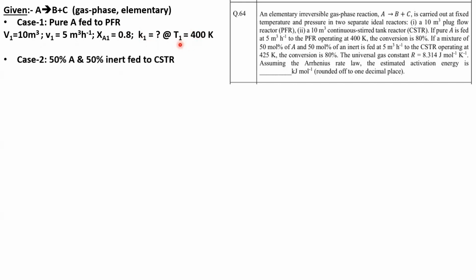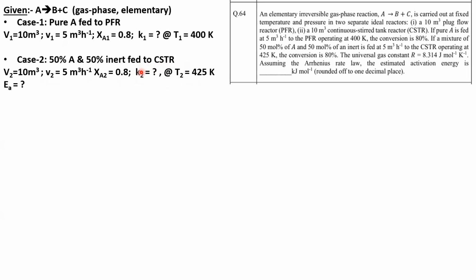In case 2, we have 50 mole percent of A and 50 mole percent of inerts being fed to the CSTR. The volume of the CSTR, the feed flow rate and the conversion are the same as that of case 1. However, temperature is different. Temperature is 425 Kelvin. So hence the rate constant at this temperature will be K2. We need to find the activation energy for this chemical reaction.